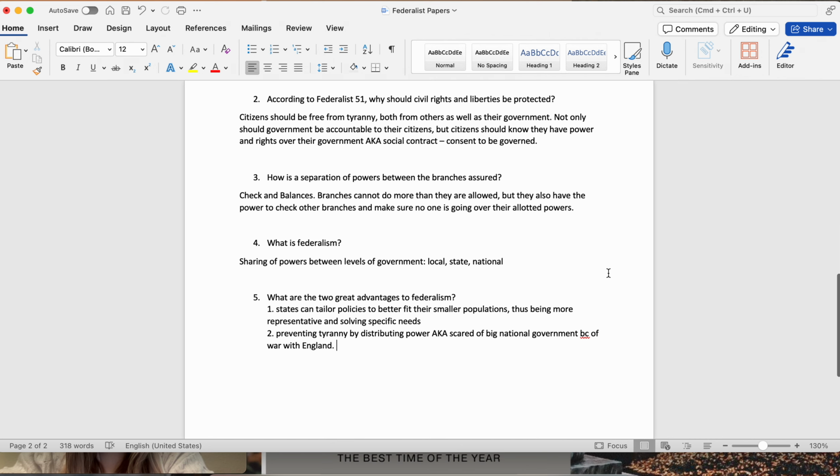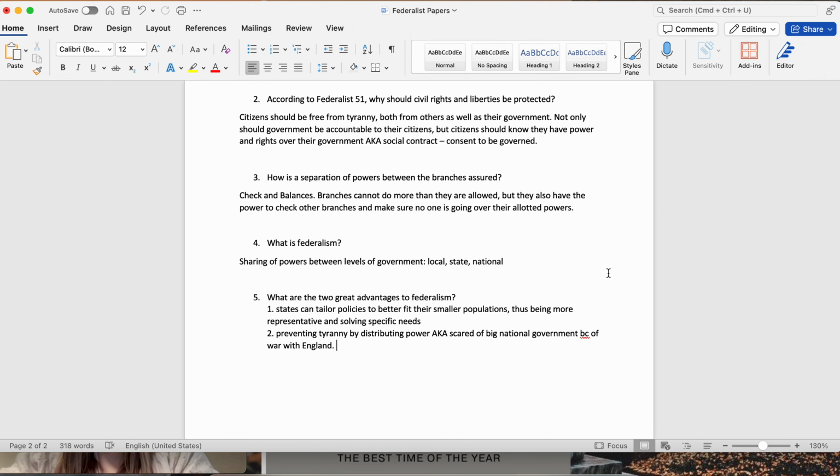Checks and balances. Number 2, why should liberties and rights be protected? It's because citizens should be free from tyranny, right? You should be free from tyranny from your government, but also from your neighbors. Government should be accountable to their citizens, but citizens should know that they have power and rights over their government. This is primarily the idea of social contract theory that we talked about, where the citizens are consenting to be governed. And when you don't have civil rights or civil liberties, number 1, you can't consent to very much. But number 2, the government has power to take over you.